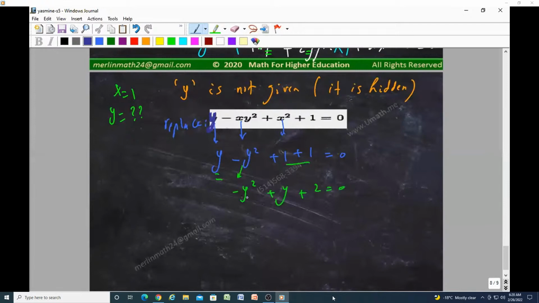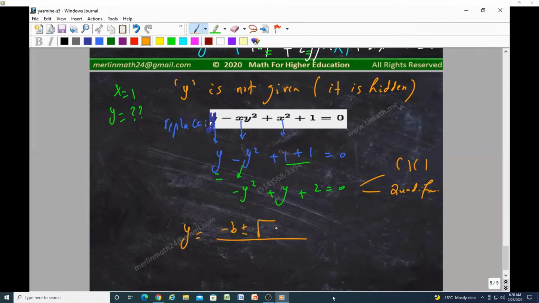You have two ways. Either you factor it, if you are good at factoring, or you use the quadratic formula. We'll do the quadratic formula, and you'll get the answer using a calculator. Tell me what a, b, and c are now. a is -1, b is 1, and c is 2. Okay, good.